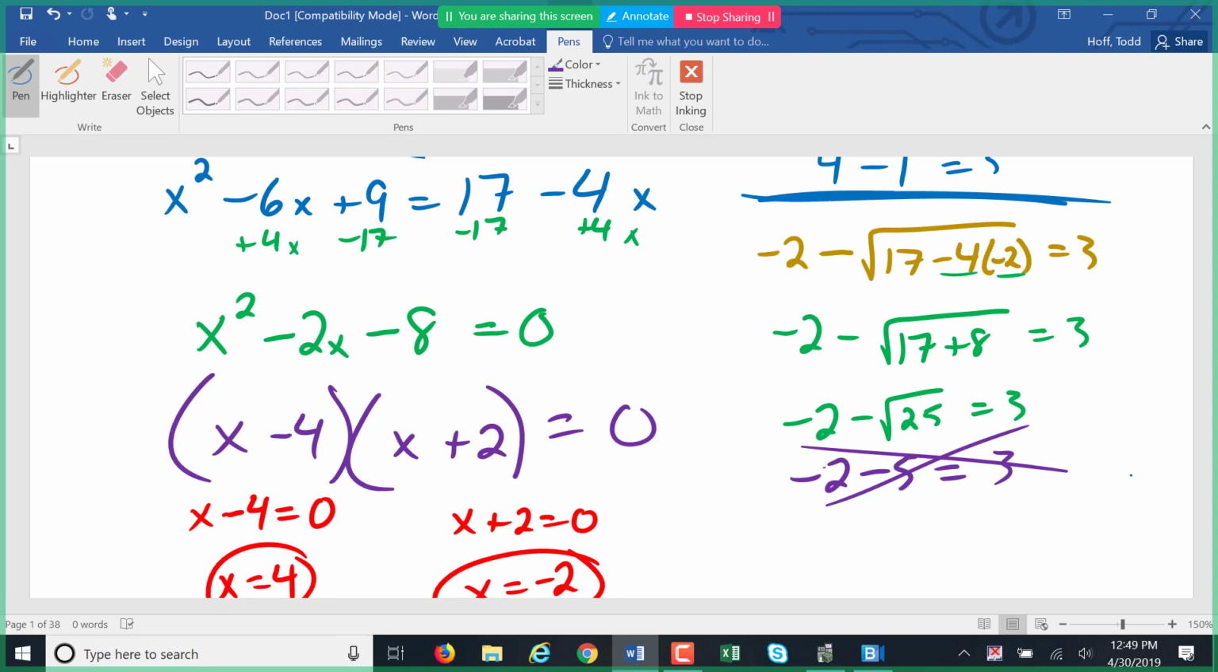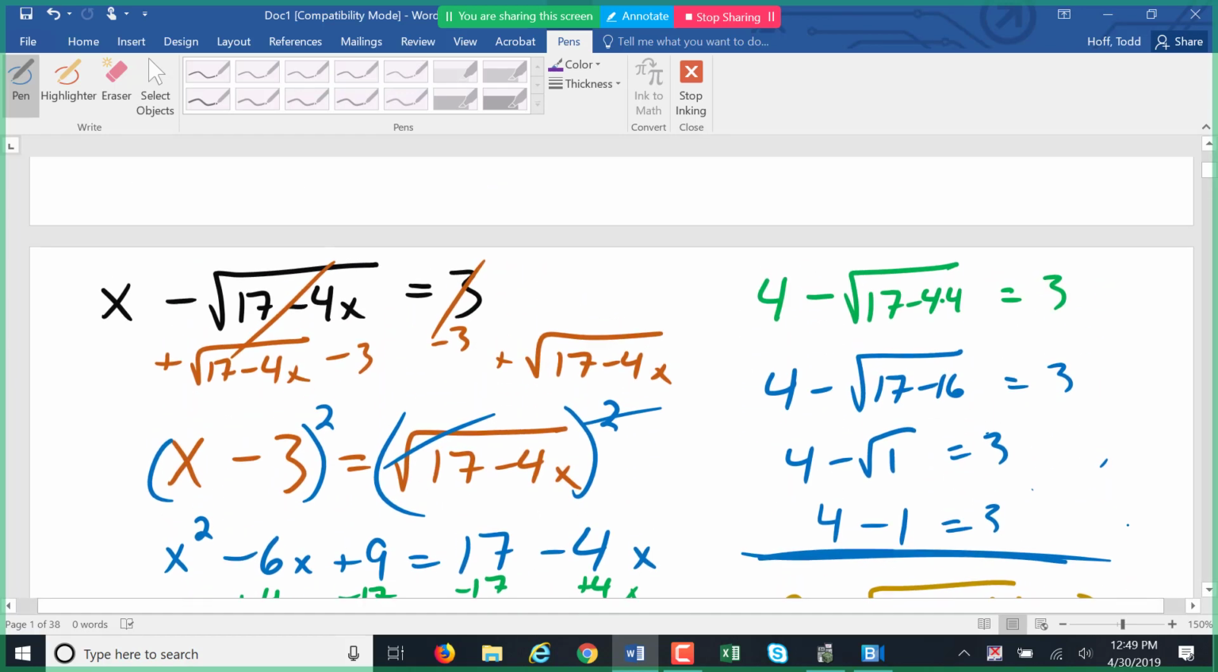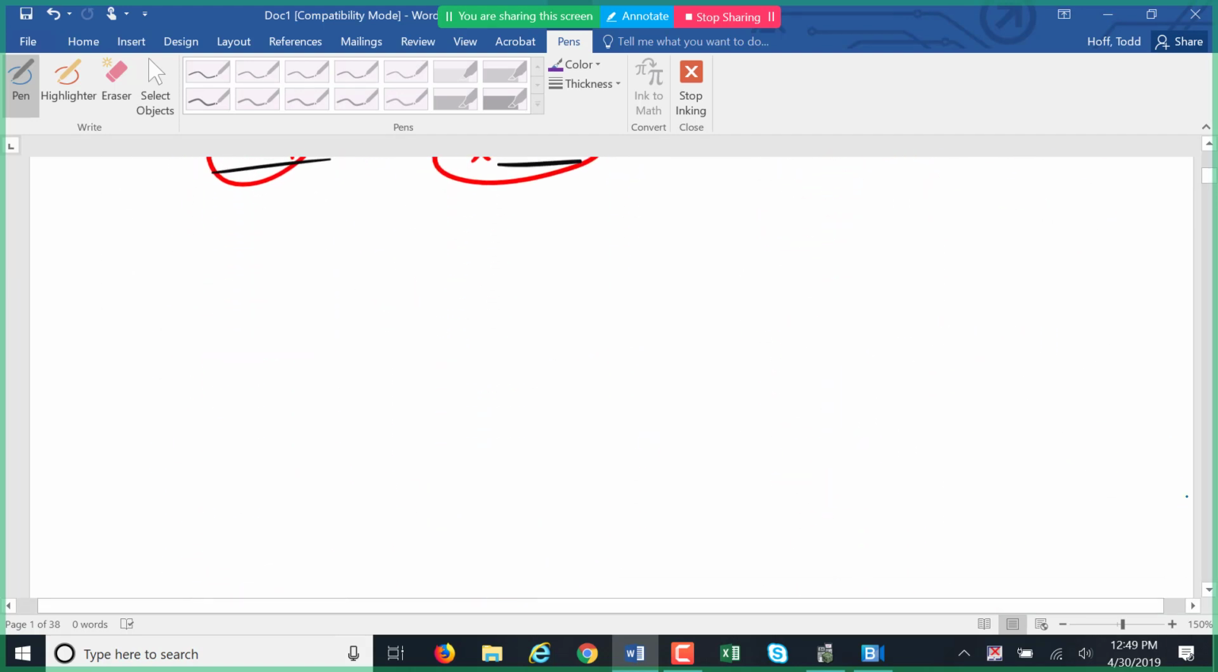But in order to define definitive solutions here, we have to accept only the positive square root when we're evaluating that equation. I know that's difficult because when we're solving an equation, we have to take both the positive and negative answers. But when we're evaluating it, we're only going to take the positive. Any questions there?